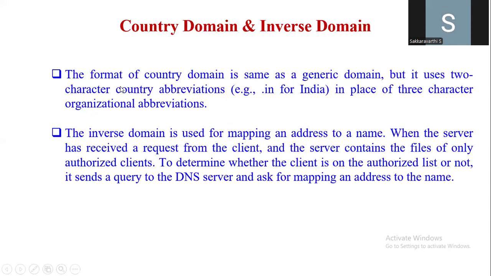The country domain is similar to the generic domain. It is represented using two-character abbreviations, right? For example, .in for India. The inverse domain, as already said, maps the address to a name. It is the reverse process. When the server has received a request from the client, and the server contains the files of only authorized clients, to determine whether the client is on the authorized list or not, it sends a query to the DNS server and asks for mapping an address to the name.